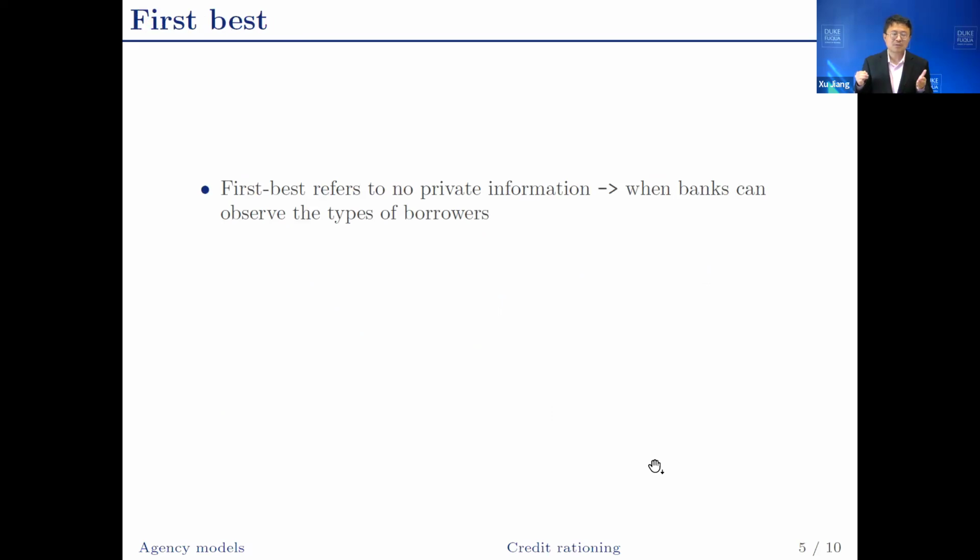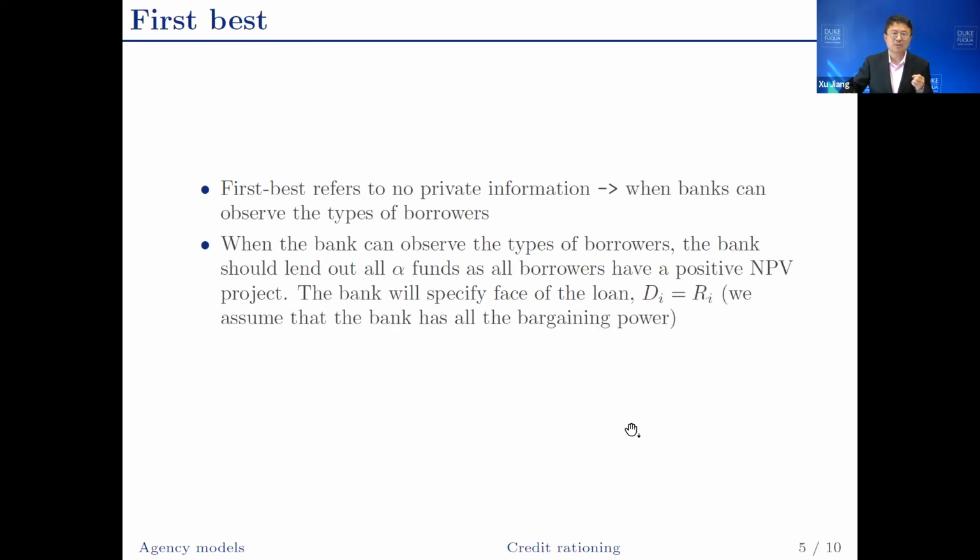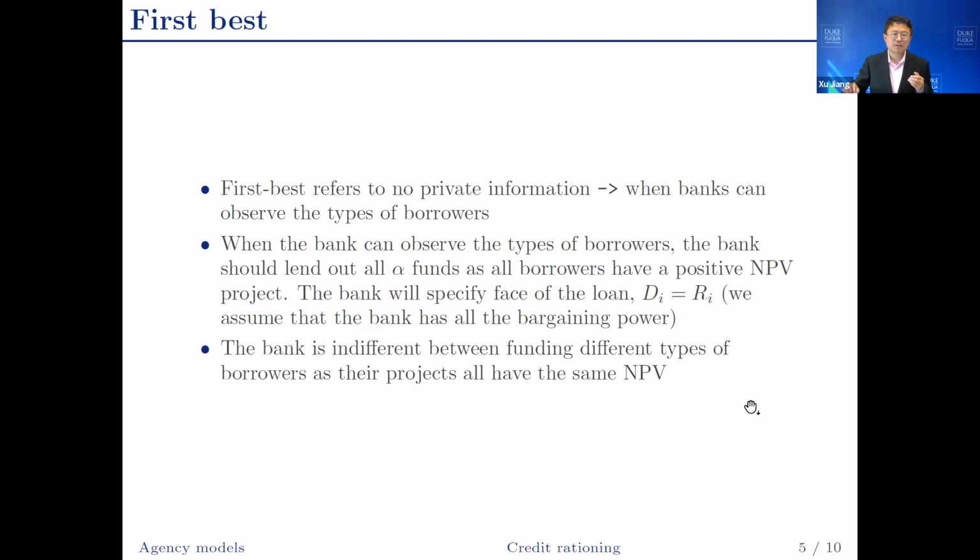Now let's look at the first best. First best is the case of no private information, which means that the banks can observe the types of borrowers. In this case, the bank will lend out all their funds to borrowers who have positive NPV project, because you can observe the types. And the bank will set the face value to be equal to the return of the project when the project is successful. And we assume that the bank has all the bargaining power. In this case, because the two types of borrowers have the same NPV, the bank is indifferent between lending to whatever type of borrowers.